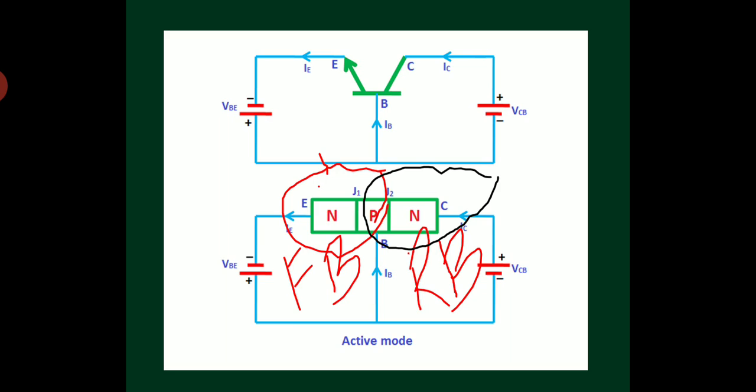In this mode only, the transistor acts as an amplifier. In saturation and cutoff modes, it acts as an on switch or off switch. So from the above discussion, we can say that the transistor works as an on-off switch in saturation and cutoff modes, whereas it works as an amplifier in active mode.